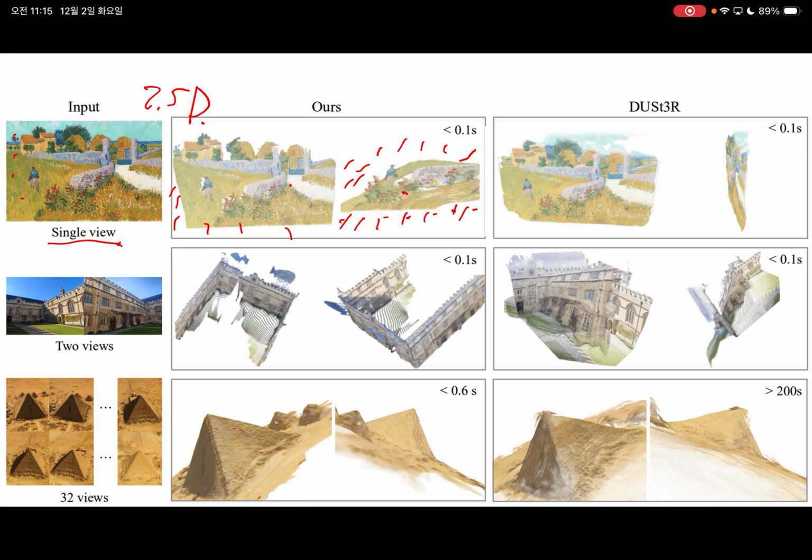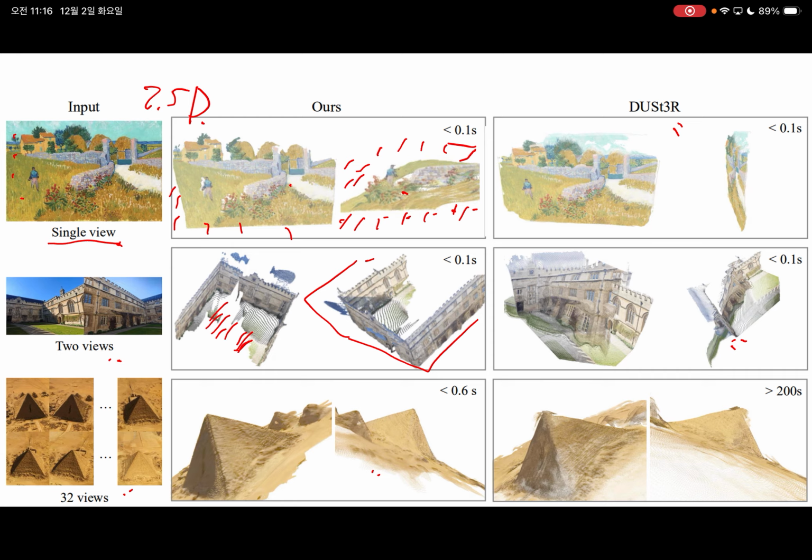And these are the competitors. The result's visual quality is much better. With 2 views, this one is also the same. Here, this region is empty because this is not observable. This is not included in the input image. But at least for visible pixels, it outputs reasonable geometry shape, right? Good shape. And with this one, we cannot recognize geometry. With 32 views it makes sense. Very good, I think.